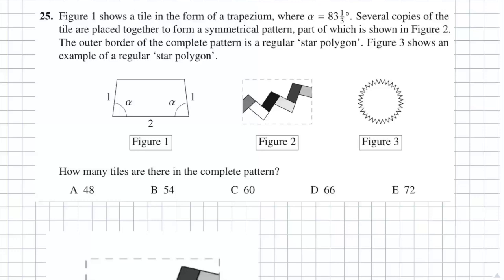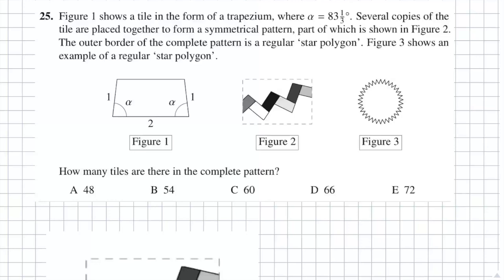So the first one's from 2014 and it says figure 1 shows a tile in the form of a trapezium where alpha is equal to 83 1/3 degrees. Several copies of the tile are placed together to form a symmetrical pattern, part of which is in figure 2. The outer border of the complete pattern is a regular star polygon. Figure 3 shows an example of a regular star polygon.